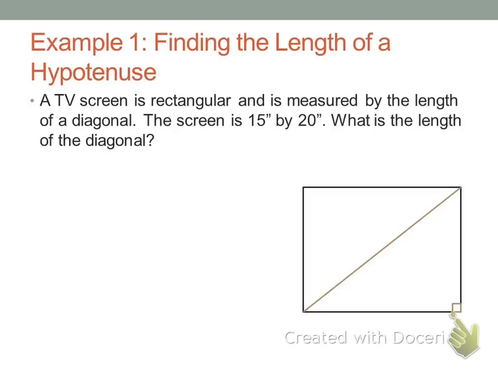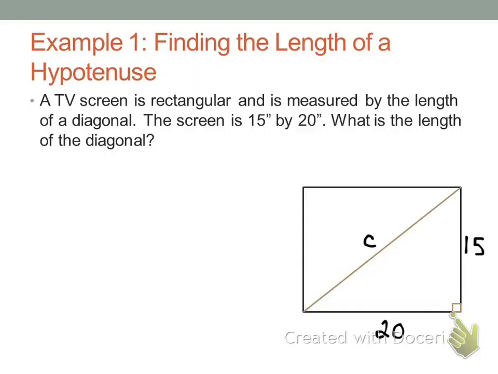All right, so let's see how this looks in an example. It says a TV screen is rectangular and is measured by the length of a diagonal. The screen is 15 by 20. What is the length of the diagonal? So we're going to set the values at 15, 20, and I don't know the diagonal. And remember that I use the variable c to represent the hypotenuse.